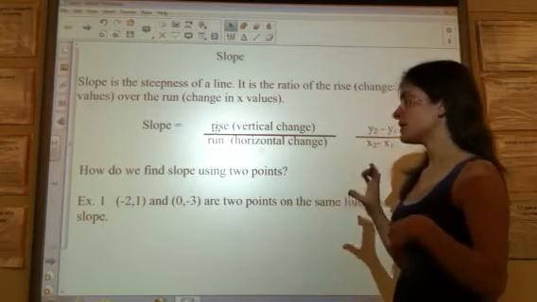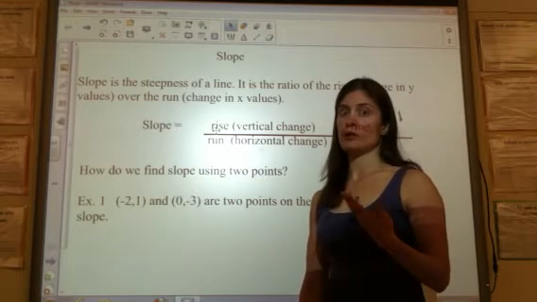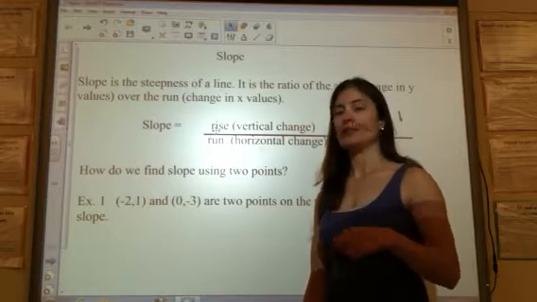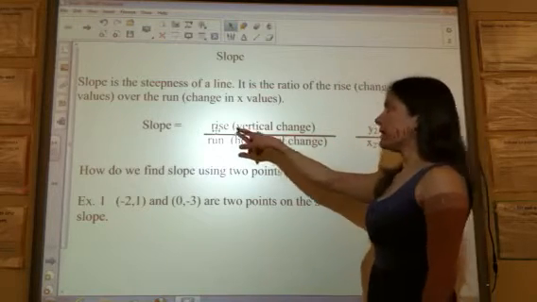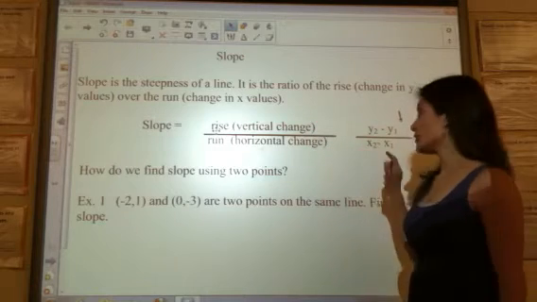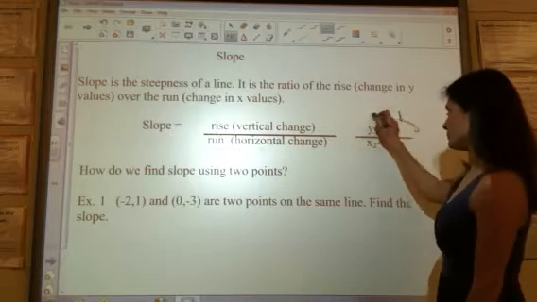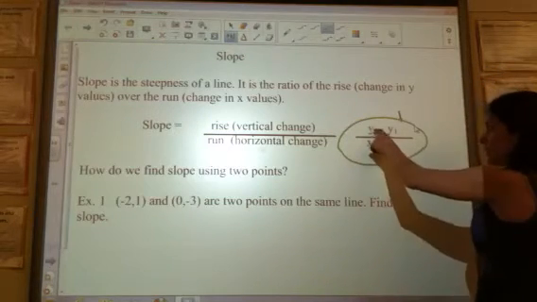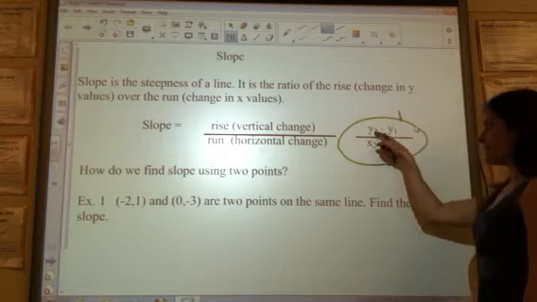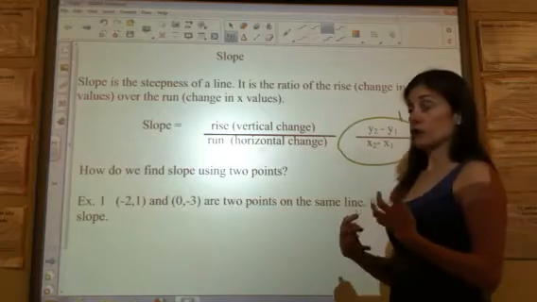The first way is given 2 points. So you're always going to have to be given 2 points in order to find a line, because 1 point doesn't determine just one line, 2 points do. And you're going to find the vertical change, that's the change in your y values, and you're going to put it over the change in your x values. So the mathematical formula for it is y2 minus y1 over x2 minus x1. And these little sub-numbers are just identifying a certain point.